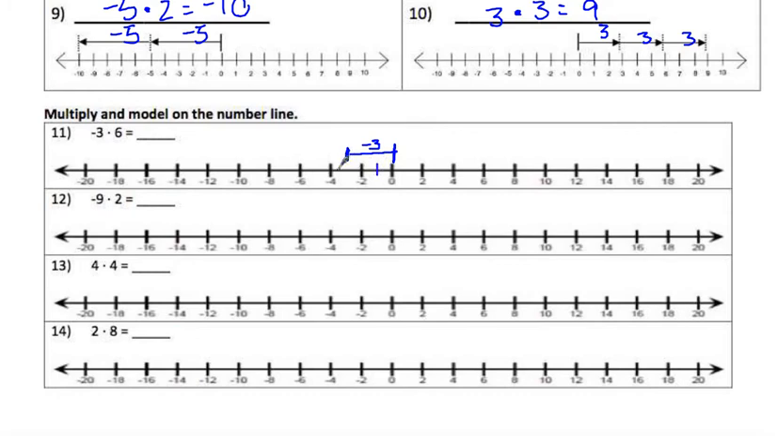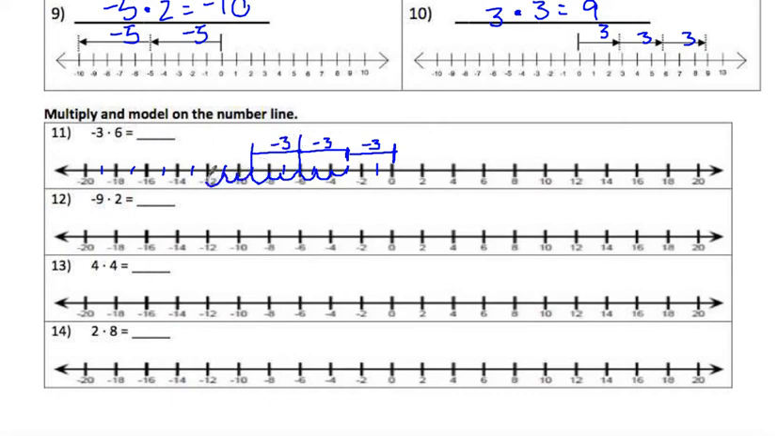So if you need to, because it counts every other, put the little tick marks there so you know where you're going. So that's 1, and then 1, 2, 3. If you need to, 1, 2, 3. So that's negative 3 again. And then you go 1, 2, 3. There's negative 3 again, and I have to do that 6 times.